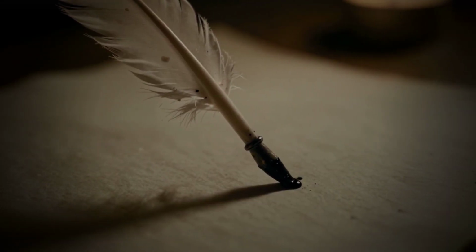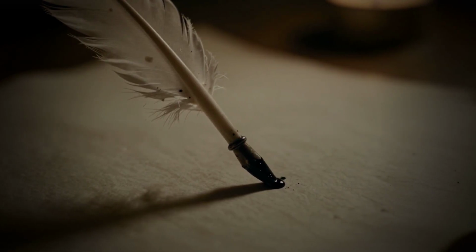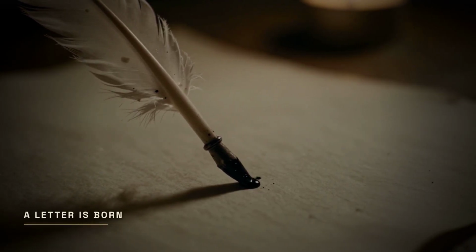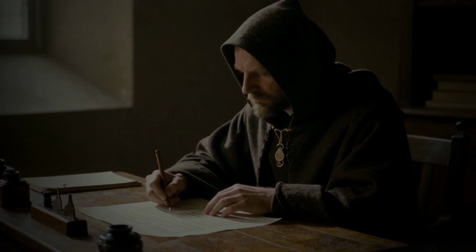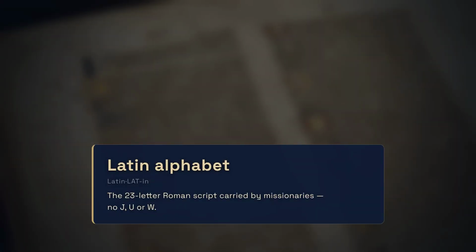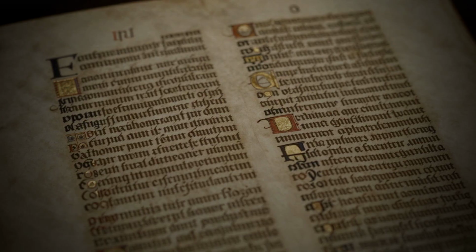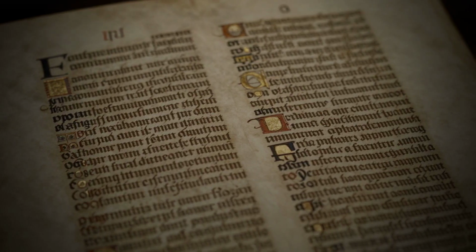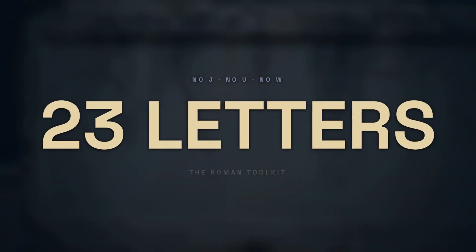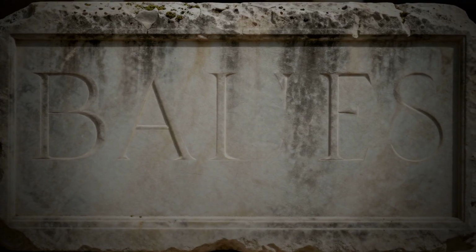To understand how a letter dies, you have to understand why it was born, and that story begins with a shortage. When the Anglo-Saxons wanted to write their own language down, they reached for the Latin alphabet, the toolkit of the Roman Church. But the Latin alphabet had a hole in it. It had no letter for the th sound and no letter for the W sound. Latin never needed them. The Roman alphabet the missionaries carried held just 23 letters. It lacked J, U, and W entirely.